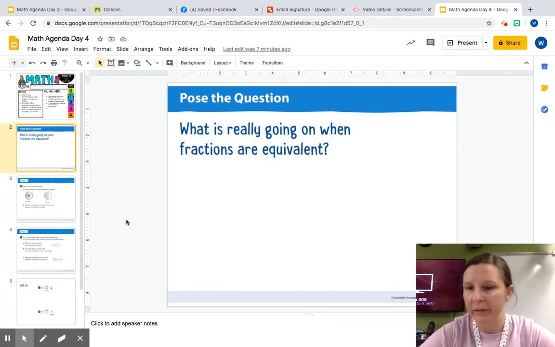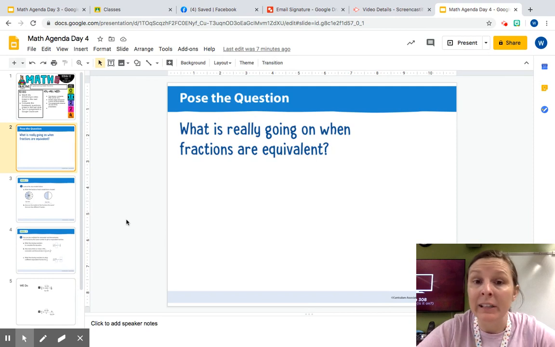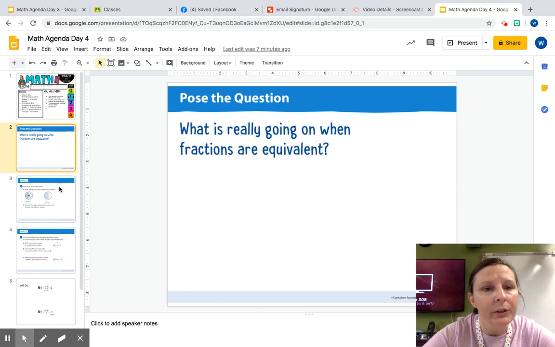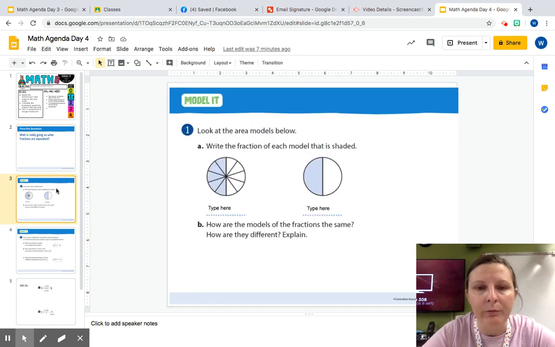So the word equivalent basically means equal, that they're equal to each other, they're the same. They may not be the same numbers, but if you reduce them or change them a little bit, they can be equivalent to each other. So when you hear me say the word equivalent, I want you to think of the word equal. Okay? So we're going to look at an example first.